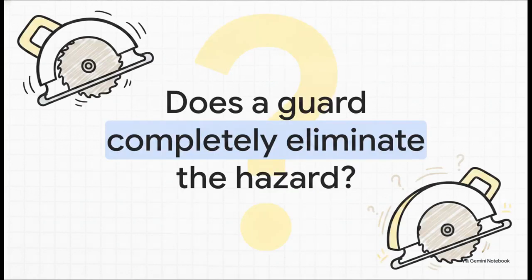All right, time for a quick concept check. I want you to imagine that unshielded rotating saw blade we just talked about. If you go ahead and install a super effective, heavy-duty physical guard around that spinning blade, has the hazard completely disappeared? Think about those definitions we just covered. I'll give you a second to lock in your answer.